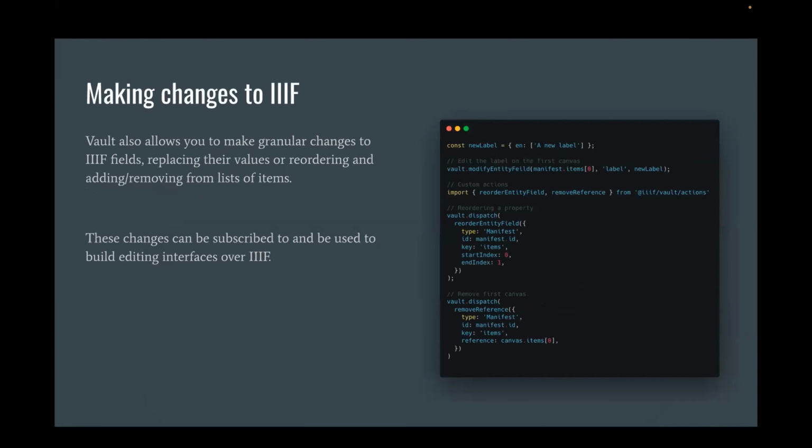So because Vault isn't really about understanding IIIF, only the structure, it has a few helpers for editing IIIF or changing IIIF resources. In this example, you can see that we can modify a single field value or reorder entities. These APIs are mainly intended to be abstracted. So it allows you to make very granular changes to the IIIF, and then you can listen to those changes in your front-end application.